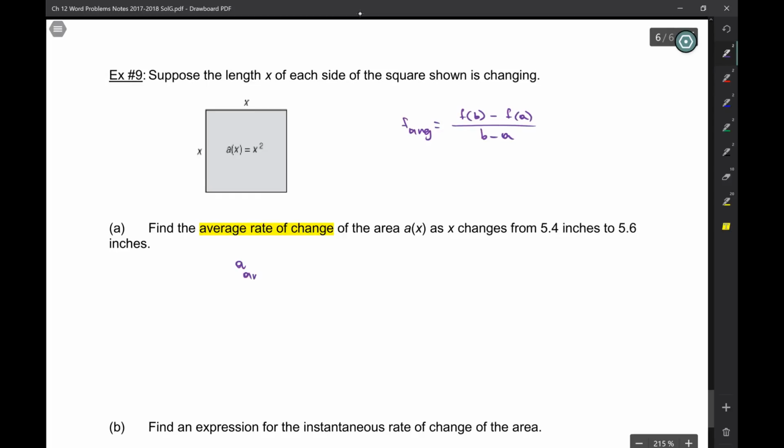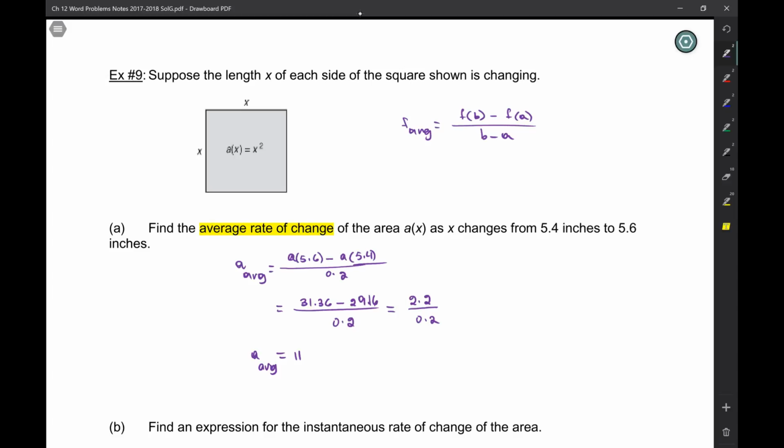So we could say A average is the area at 5.6 minus the area at 5.4. Does order matter? Yeah. Okay. So I know you can do this. 31.36 minus 29.16. I want to get to the important parts here. So this is 2.2 over 0.2. And eventually, 11 is what we get numerically. Perfect.